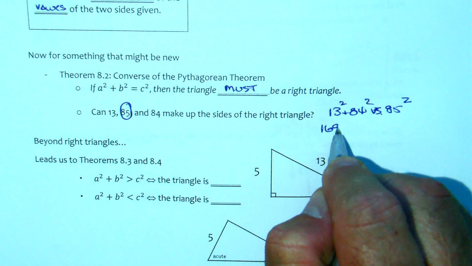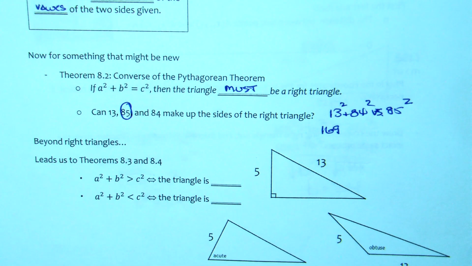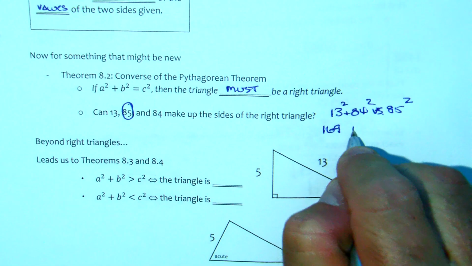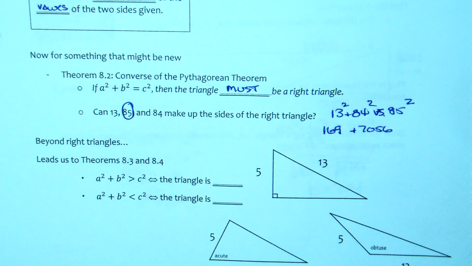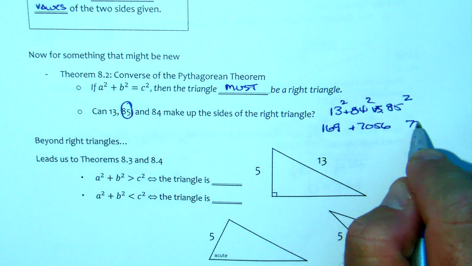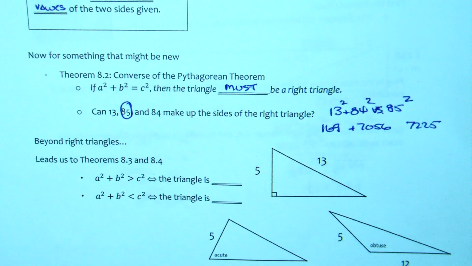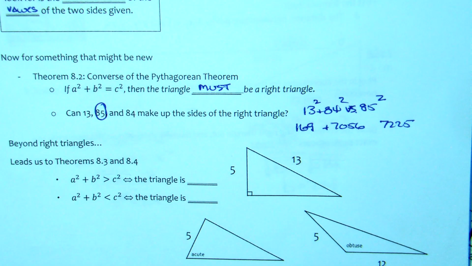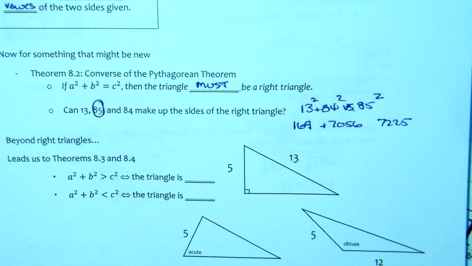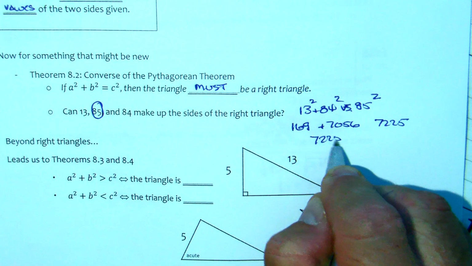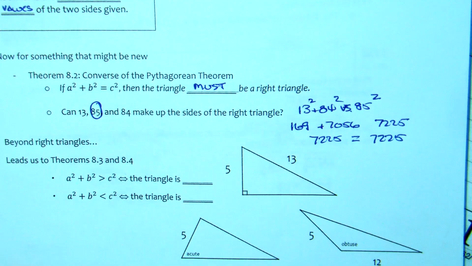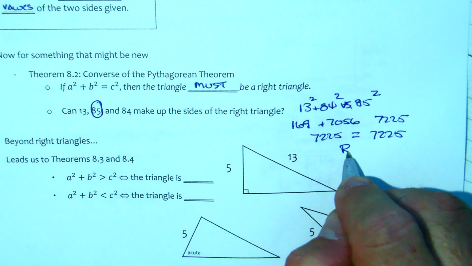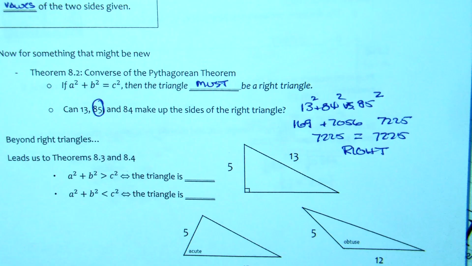13 squared is 169. 84 squared is 7,056. 85 squared is 7,225. So now I add 7,056 to 169, I get 7,225. And you'll notice the two values are exactly the same. As a result, yes, we can conclude that those are the sides of a right triangle.